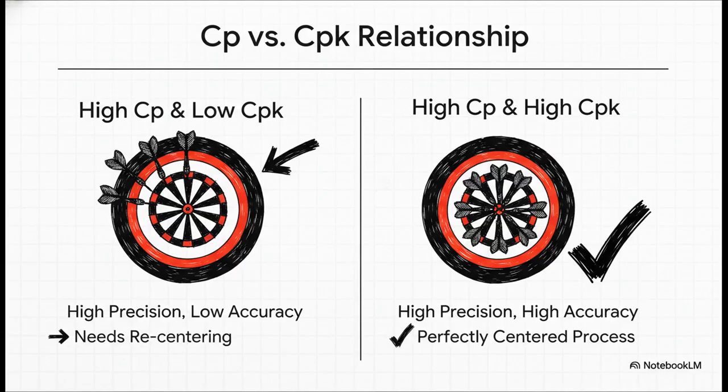It means your process is consistent. It's just consistently missing the target. The problem isn't variation, the problem is aim. You don't need to tighten the process, you need to recenter it.